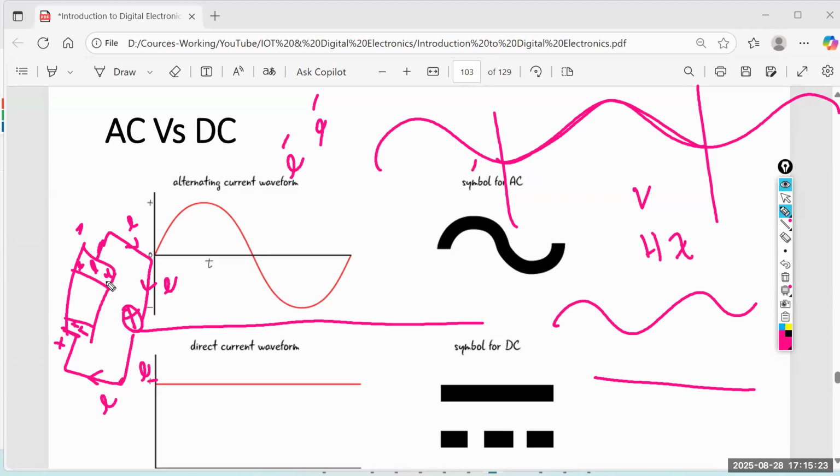But when it comes to electronics, rather than looking at it as a flow of electrons, we look at it as a flow of positive charges from the positive side to the negative side. So this is called electron flow. But in electronics, we look at it the other way. Rather than thinking that the electrons go from the negative side to the positive side, we can think of electricity going from the positive side to the negative side.